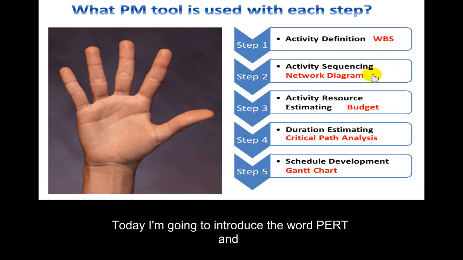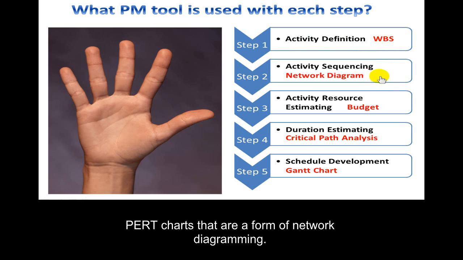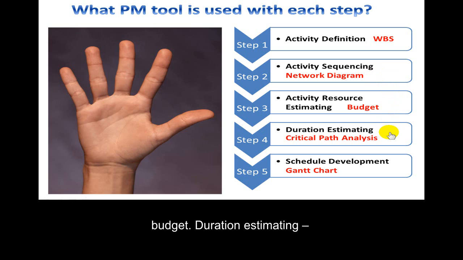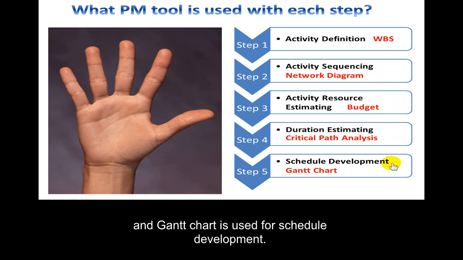Today I'm going to introduce the word PERT and PERT charts that are a form of network diagramming. The activity resource estimating, a common tool, is a budget. Duration estimating is done through CPA, critical path analysis, and the Gantt chart is used for schedule development.